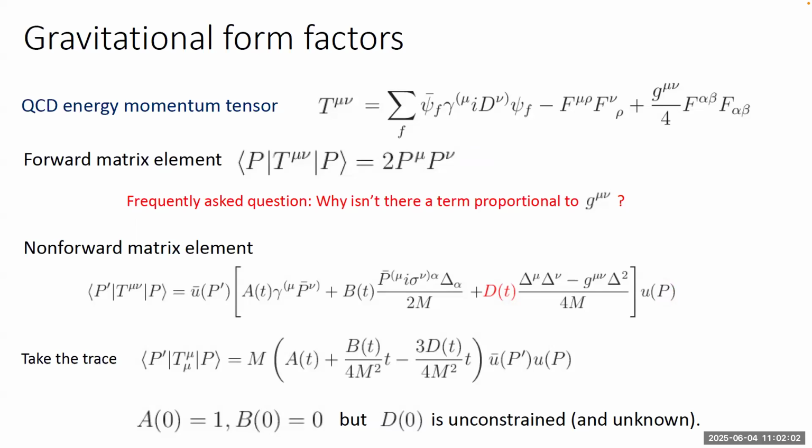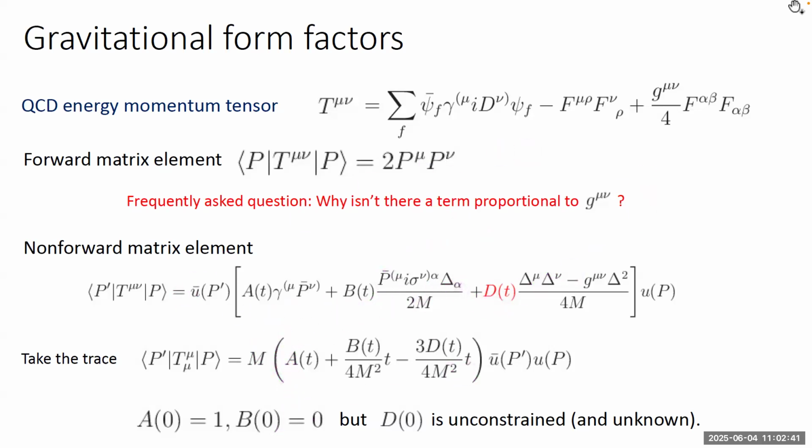Now, some people are interested in the trace of the energy momentum tensor because it's related to the scale anomaly, the trace anomaly of QCD, which is related to the mass of the hadron. So that has something to do with the origin of the mass, which people want to address. So people are also interested in the trace of the energy momentum tensor, and its matrix element can be given in terms of the same form factors A and B and D. This is sometimes called the scalar form factor.